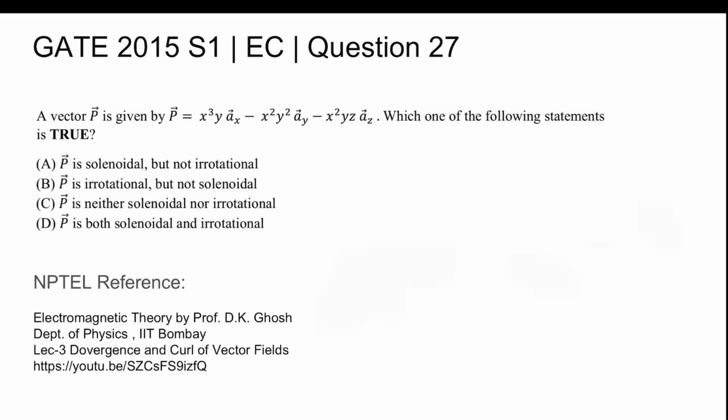This is GATE 2015 set 1 EC question number 27. A vector P is given by P equal to x cube y ax hat minus x square y square ay hat minus x square yz az hat. We are asked to state whether P is solenoidal, irrotational. We need to determine that.